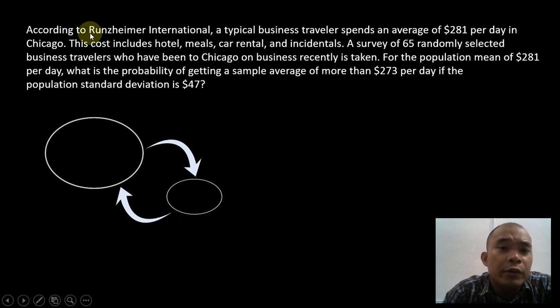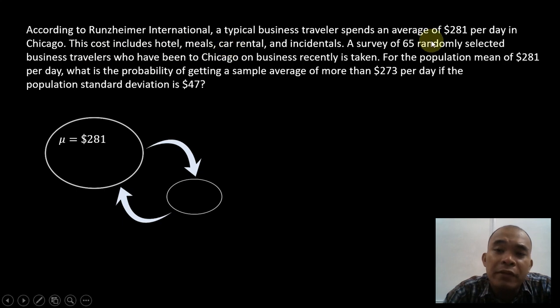According to this international something like this, a typical business traveler spends an average of $281 per day in Chicago. So that is talking about the particular business traveler in Chicago, the average. So that's the population mean, 281. This cost includes the hotel, the meals, the car rentals, and the incidentals.